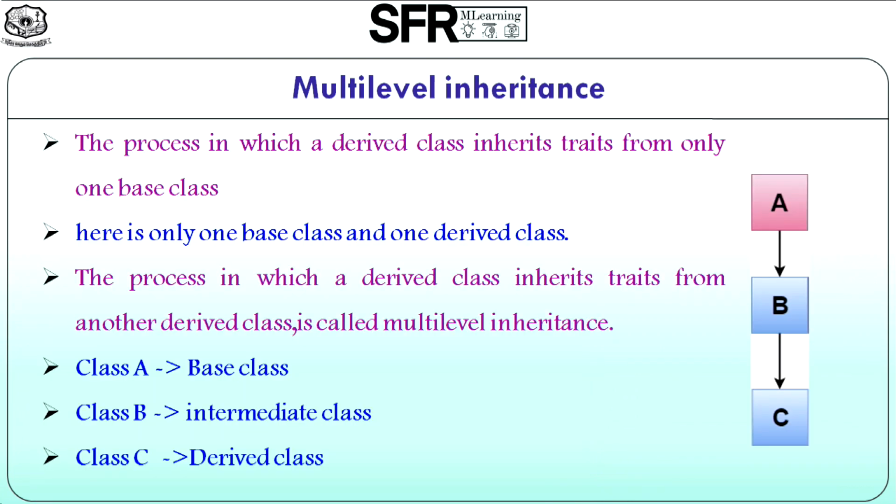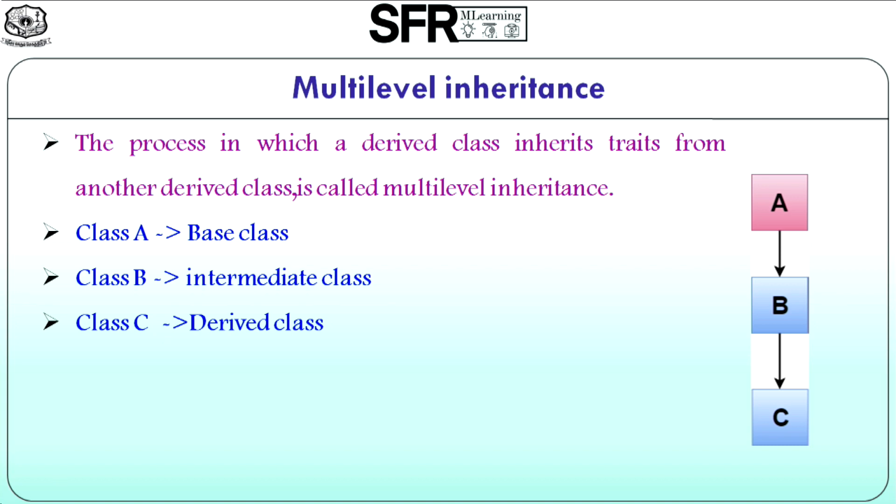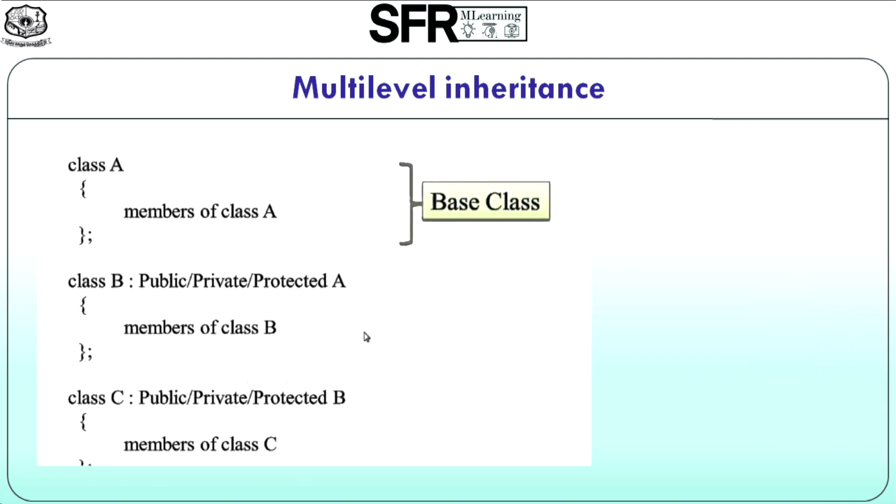Second one is multi-level inheritance. The process in which a derived class inherits traits from another derived class is called multi-level inheritance. In this example, A is a base class, B is an immediate derived class and C is a derived class. So, we can derive a class from another derived class, which is called multi-level inheritance.